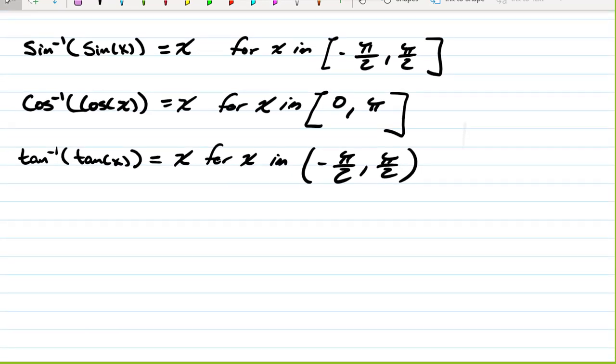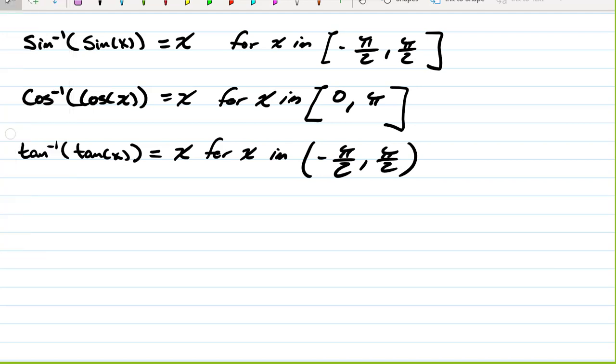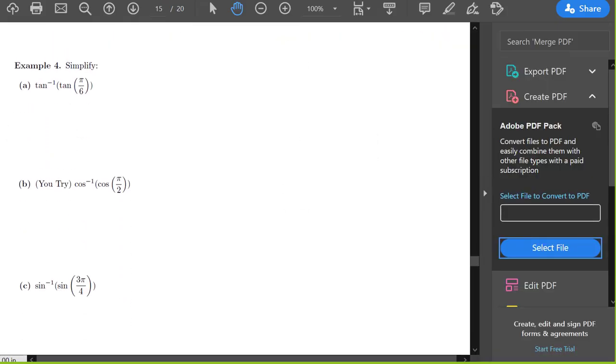All right, so let's go ahead and take a look at our next couple of examples.